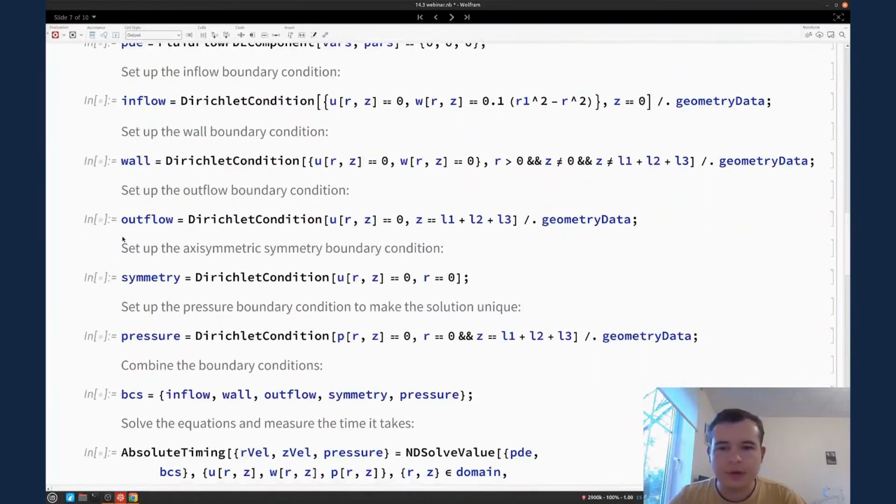And the last boundary condition that we have is this boundary condition for pressure, because otherwise we would have infinitely many solutions. So fixing this pressure at one point gives us a unique solution.